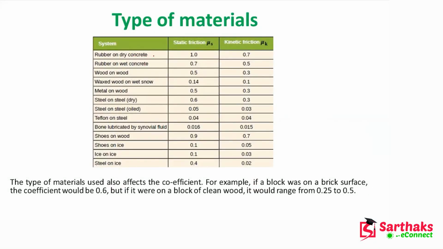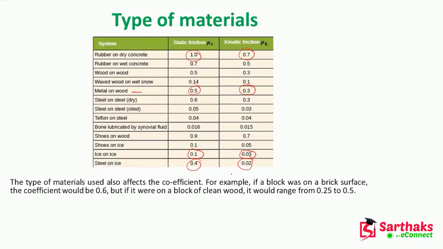Suppose rubber on dry concrete. At that time, static friction, static means whenever it is standstill, is 1.0, whereas kinetic friction is 0.7. When you have metal on wood, it is 0.5, and kinetic friction is 0.3. Here, ice on ice, right? Here 0.1, and the kinetic friction is 0.03. Steel on ice is 0.4, and here 0.02. So the type of the material used also affects the coefficient.